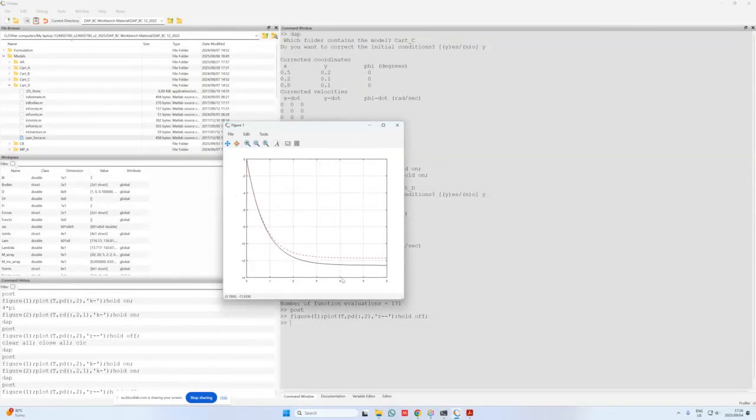So the black line is without any resistive forces, and once I add the aerodynamic drag to the system, so with resistive forces, I can see that my angular velocity now plateaus at a value that is lower than the previous angular velocity. So it aims to damp the angular velocity of the system.